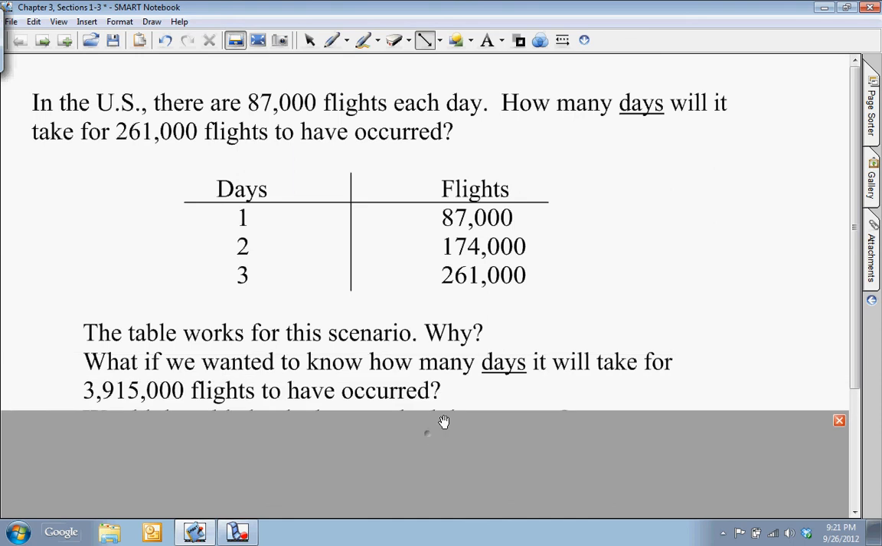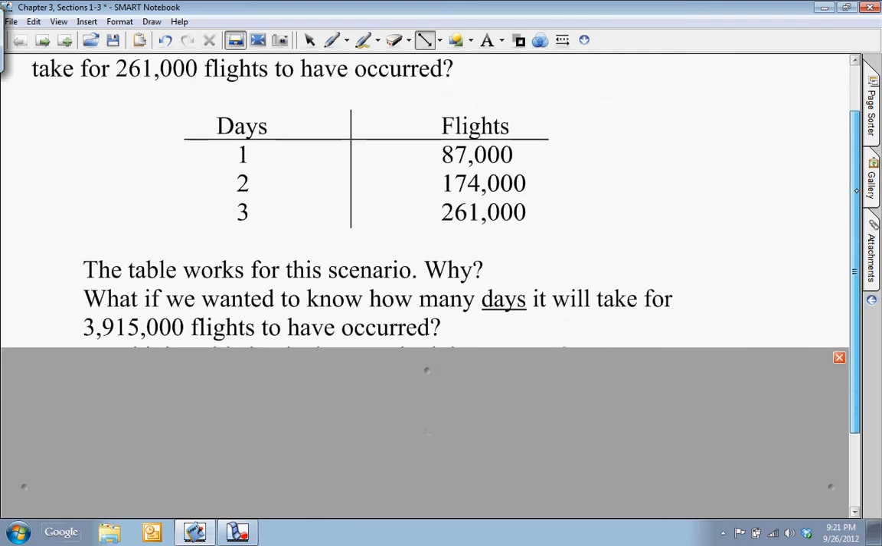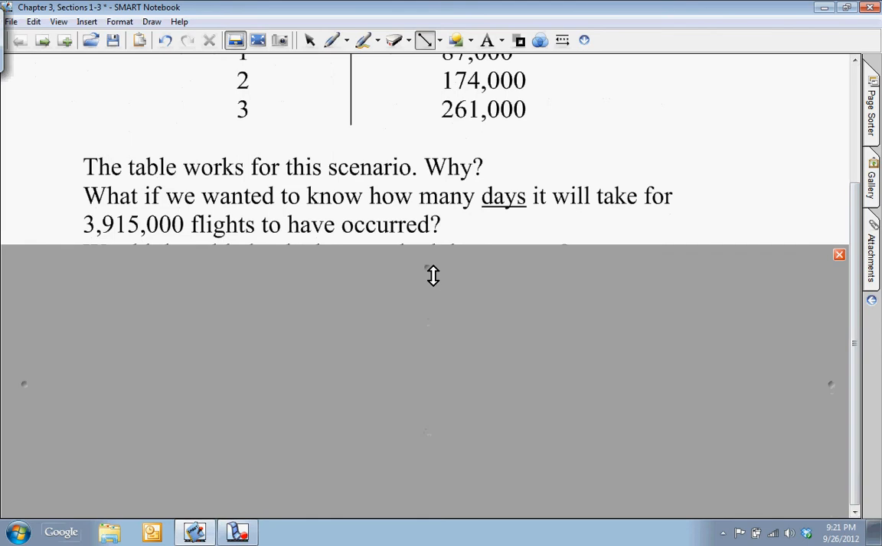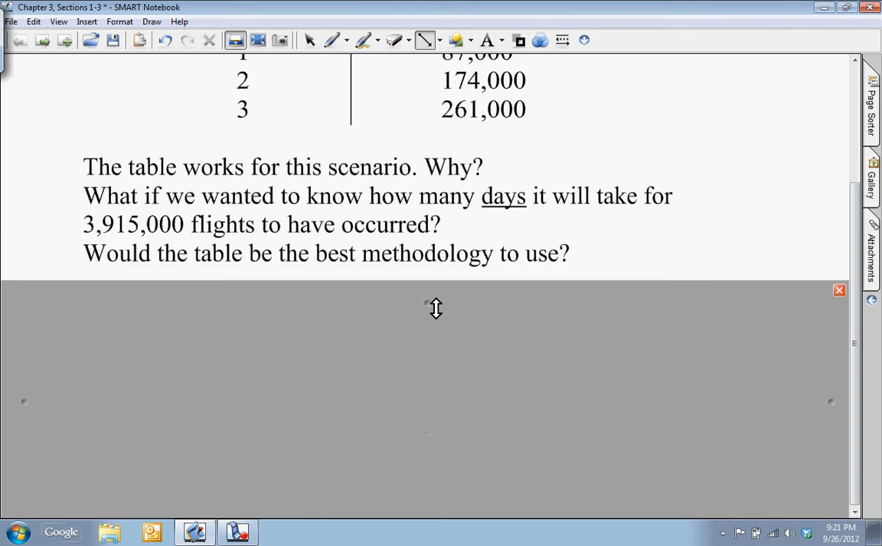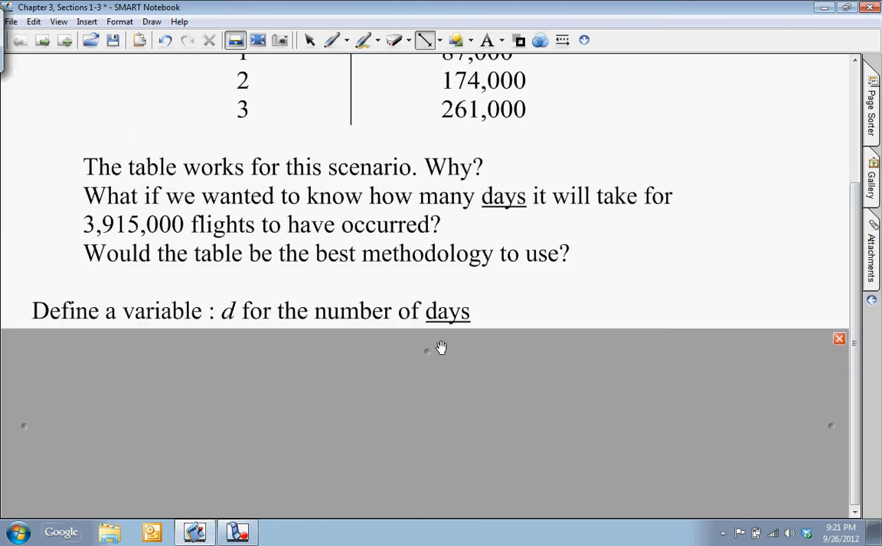For instance, what if we wanted to know how many days it will take for 3,915,000 flights to have occurred? In this scenario, we really don't want to use a table because it would just take way too long. So what do we do? Well, hopefully we learned to define a variable.